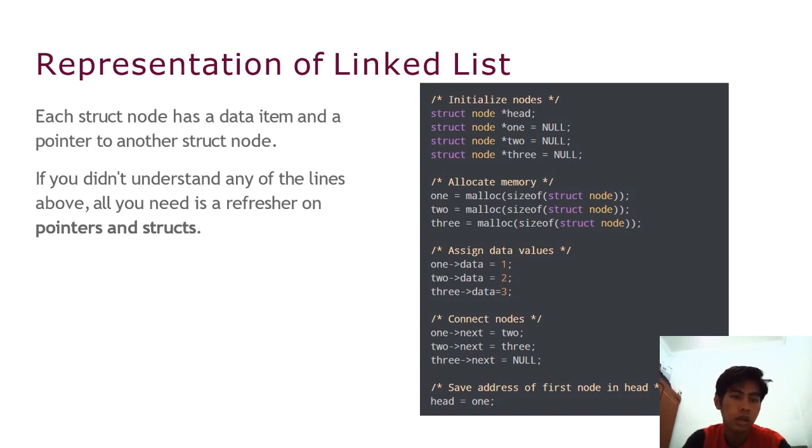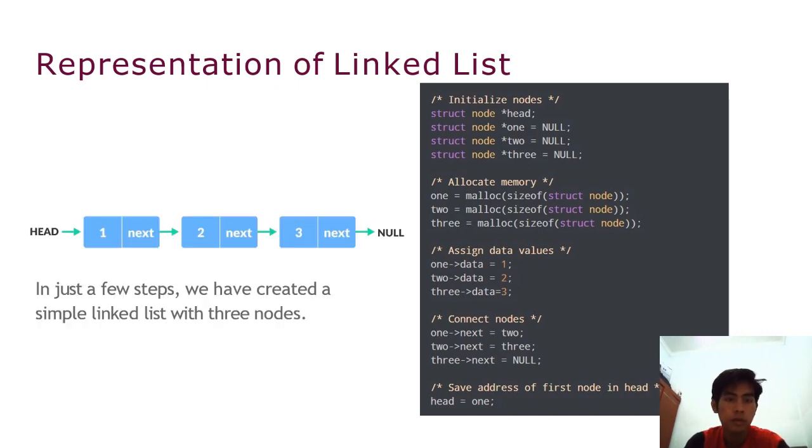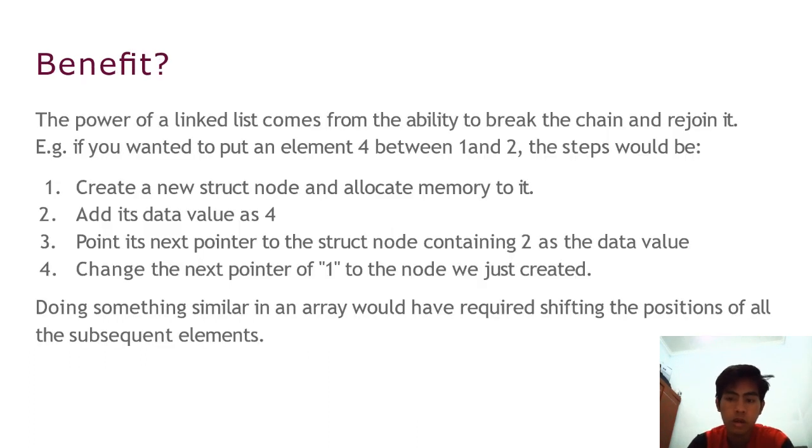If you didn't understand any of the lines above, all you need is a refresher on pointers and structures. Representation: head, one, next, two, next, the next node. This is a representation of a linked list. In just a few steps, we have created a simple list of all the subsequent elements.